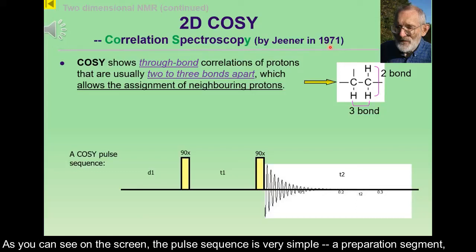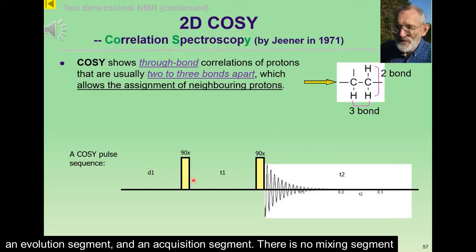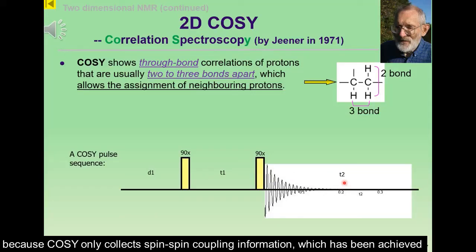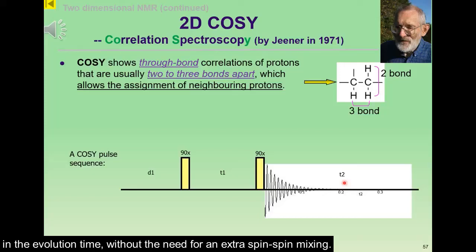As you can see on the screen, the pulse sequence is very simple: a preparation segment, an evolution segment, and an acquisition segment. There is no mixing segment because COSY only collects spin-spin coupling information, which has been achieved in the evolution time without the need for an extra spin-spin mixing.